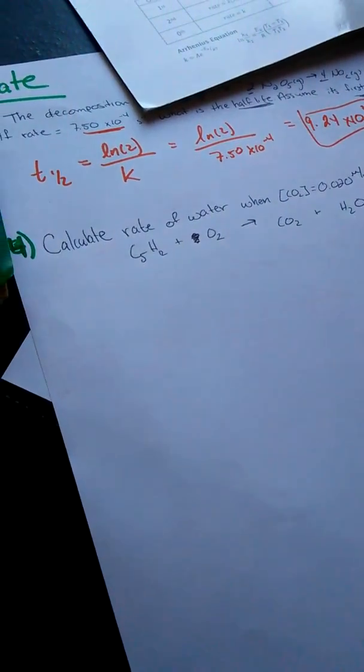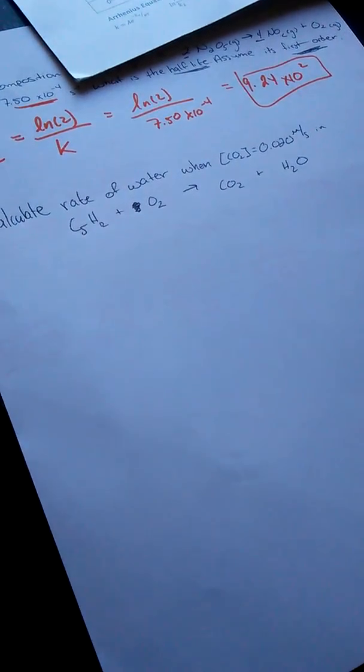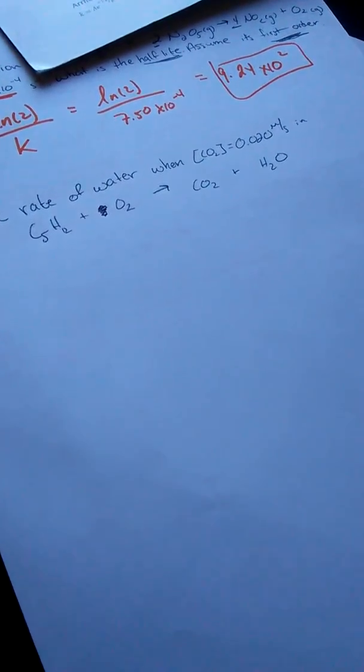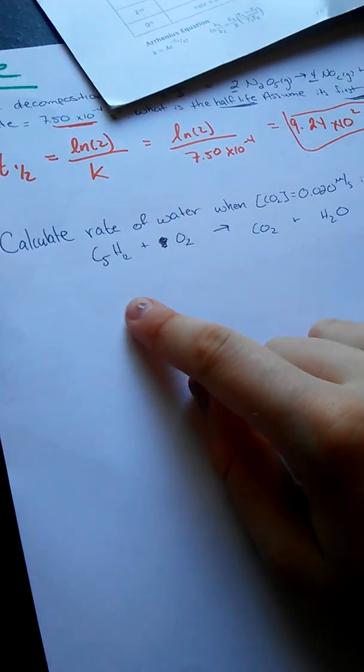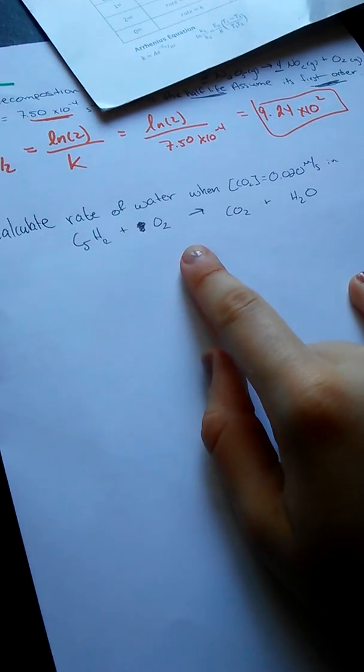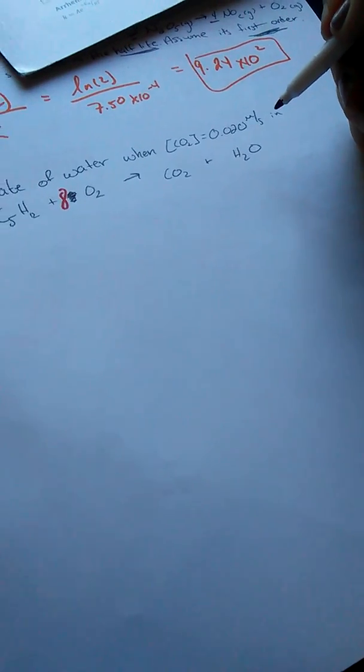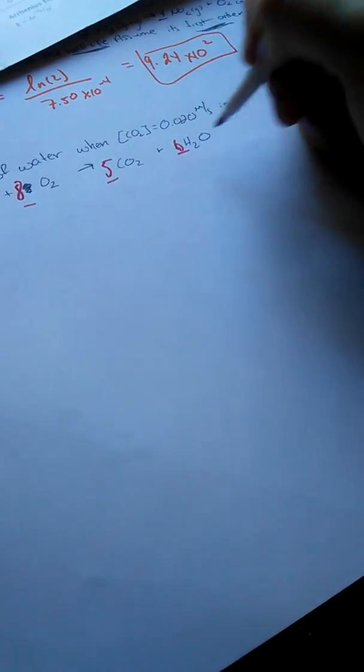So our next problem is: calculate the rate of water when CO2 is equal to 0.020 moles per second. And this is the combustion formula. What we first have to do is balance this equation because this is not balanced. So we have to put an 8 here, a 5 here, and a 6 here in order to balance it. And this is now all balanced.